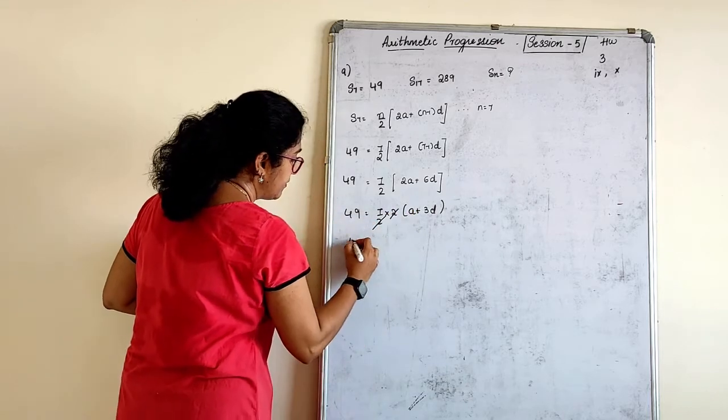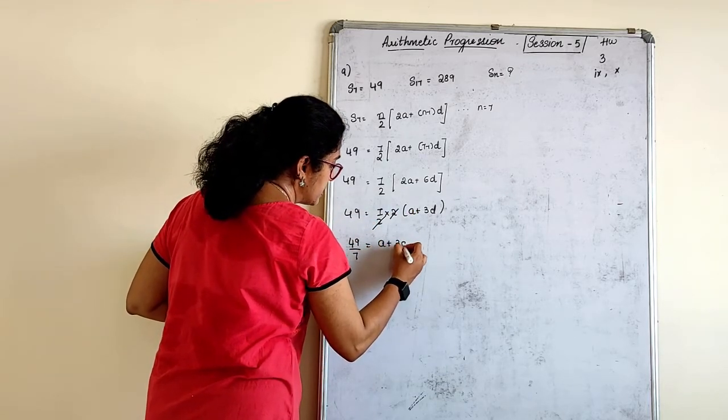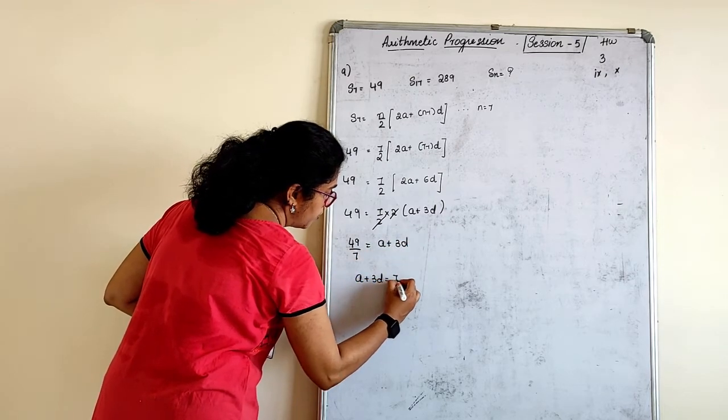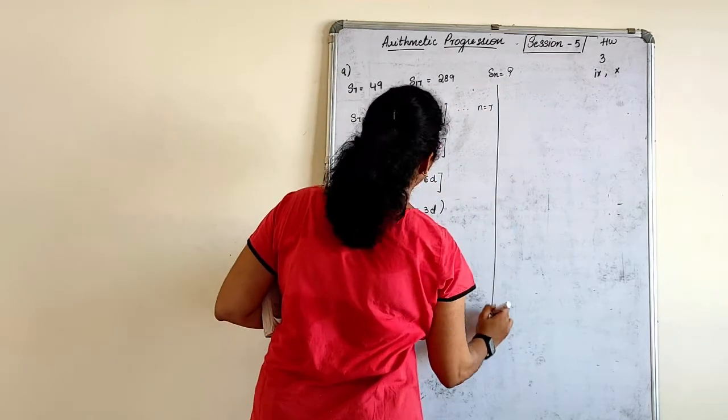Cancel. Bring this 7 down. 49 by 7 is equal to a plus 3d. So a plus 3d is equal to 7. Equation 1. I'll do this beside.